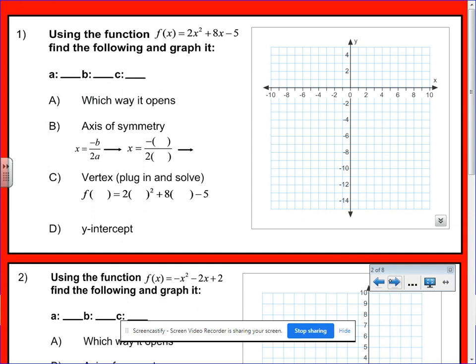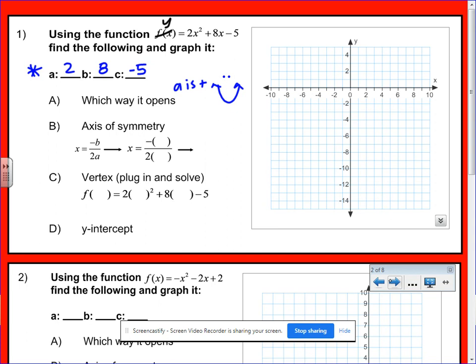All right. So using the function y equals 2x squared plus 8x minus 5, find the following. First, let's get our a, b, and c. So a is 2, b is 8, c is negative 5. We know that from factoring. Okay, which way does it open? Well, a is positive, so it opens up. It's a happy parabola.